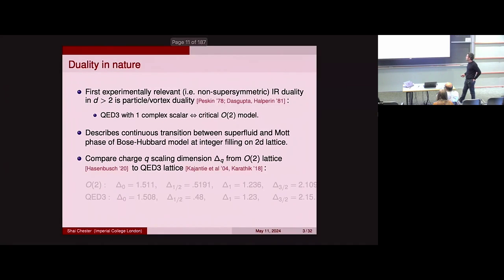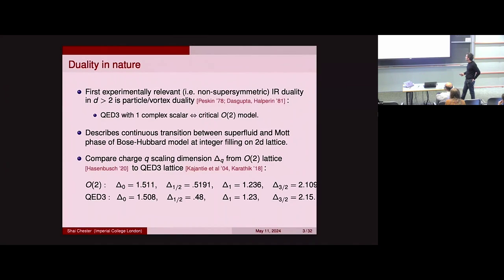So how is this duality checked, because it's very strongly coupled? The way it was checked is that you could do lattice simulations of Hamiltonians describing the theories on each side of the duality independently. For the O(2) Wilson-Fisher fixed point, this has been studied for many, many years using lattice. More challenging is to do it for QED3 with one complex scalar. This was also accomplished in various papers over the last few decades.